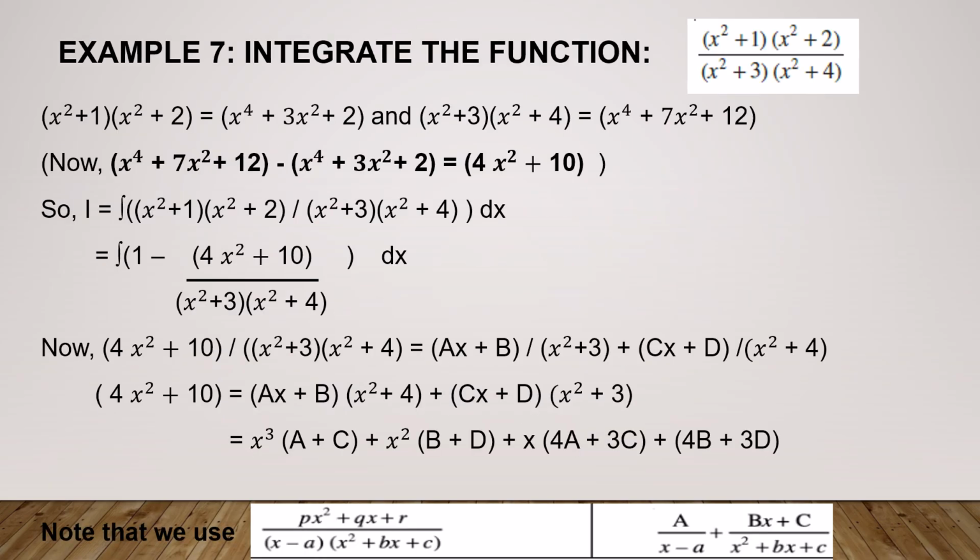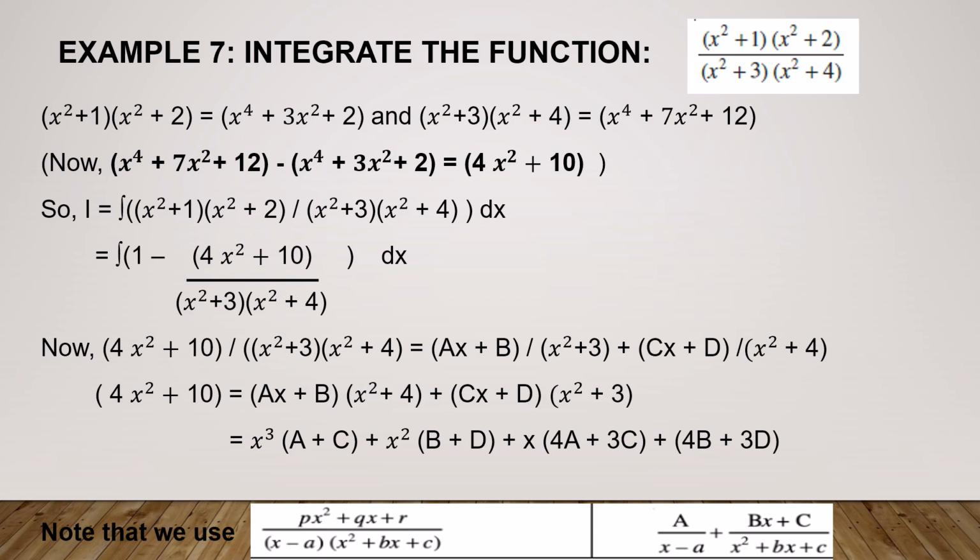Next example, integrate the function x square plus 1 into x square plus 2 upon x square plus 3 into x square plus 4. Now see, this is a little different type of example. In this, the degree of numerator and denominator both is 4. Means in short, it is not a proper rational function.